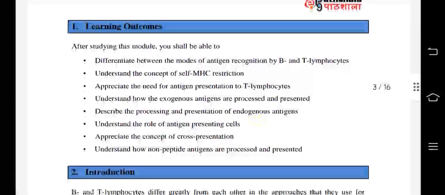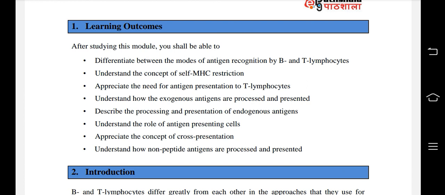After studying this module, you shall be able to differentiate between the modes of antigen presentation by B and T lymphocytes, understand the concept of self-MHC restriction, appreciate the need for antigen presentation to T lymphocytes, understand how exogenous antigens are processed and presented, describe the processing and presentation of endogenous antigens, understand the role of antigen presenting cells, appreciate the concept of cross presentation, then understand how non-peptide antigens are processed and presented.